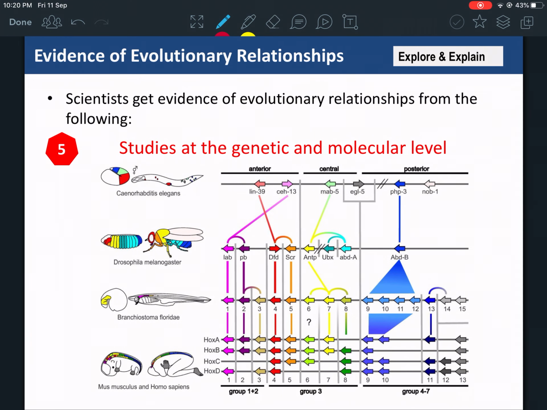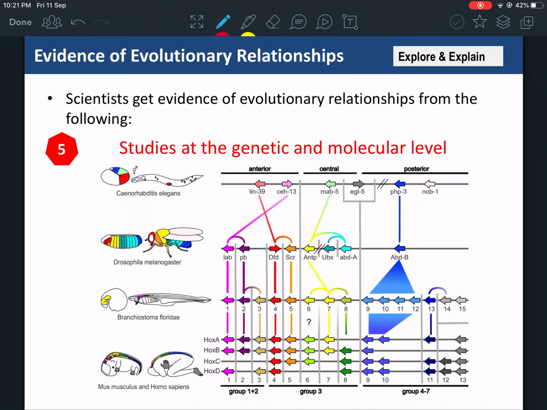The 5th one: scientists get evidence of evolutionary relationships from studying the genetic and molecular level. So basically, they study the genes, the DNA of different species, and they believe that because the DNA is similar, they evolved from the same species. But honestly, I myself find that ridiculous, because human beings and bananas have 50% similar DNA. The DNA of human beings and the DNA of bananas have 50% similarity. Does that mean we're half a banana?